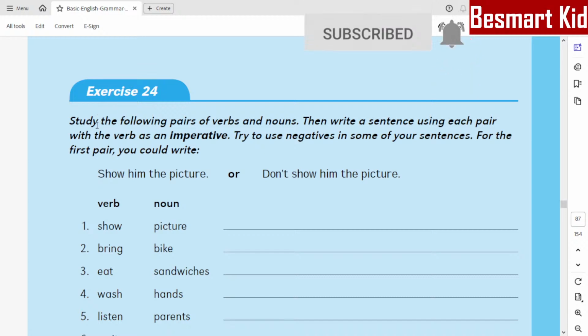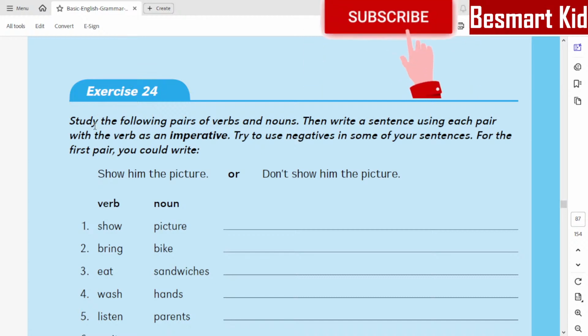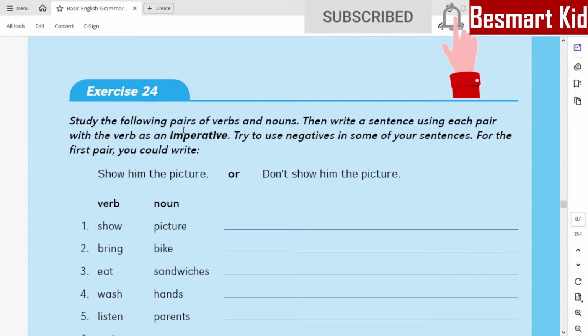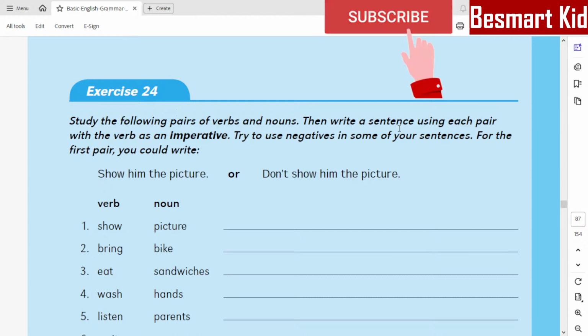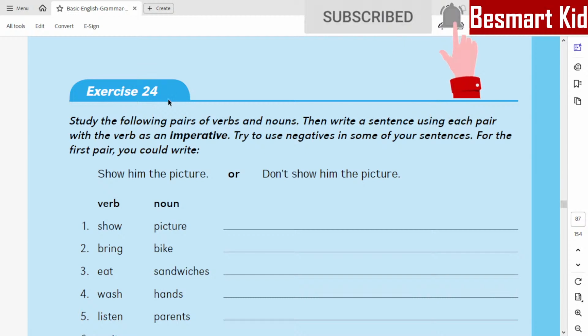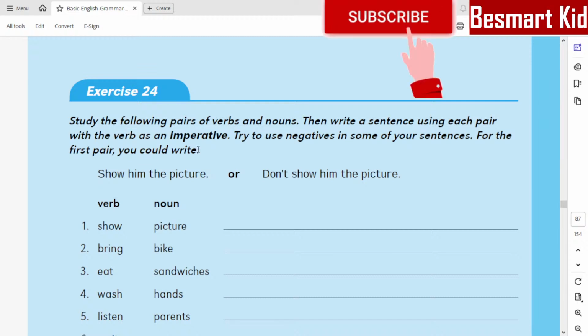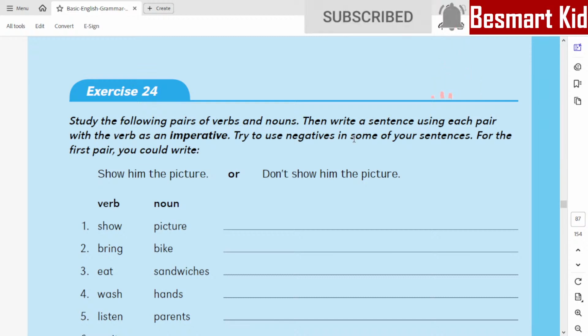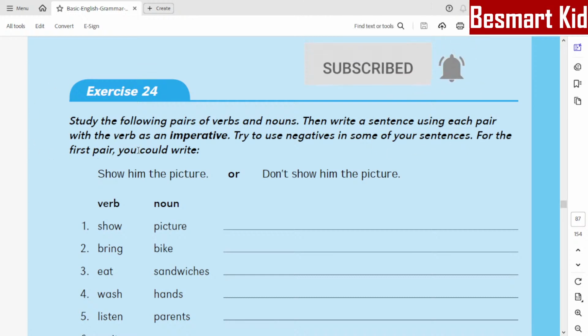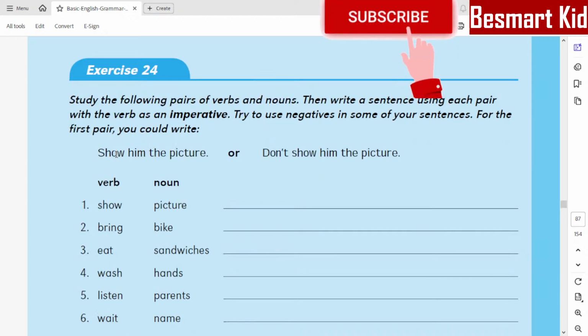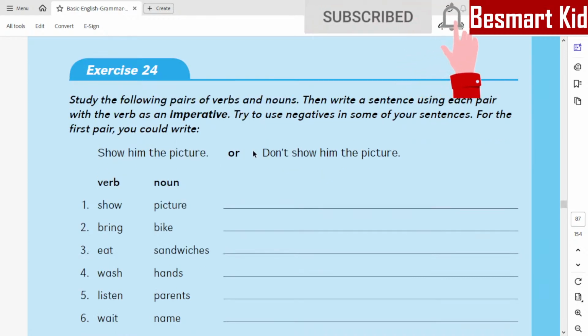Exercise 24. Study the following pairs of verbs and nouns. Then write a sentence using each pair with the verb as an imperative. Try to use negatives in some of your sentences. For the first pair, you could write, show him the picture, or don't show him the picture.